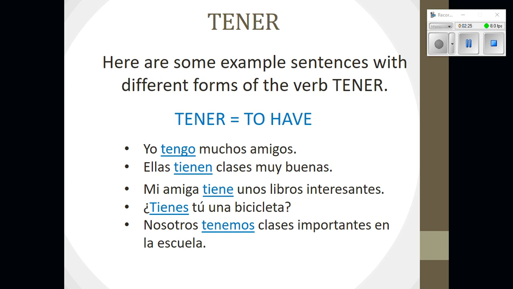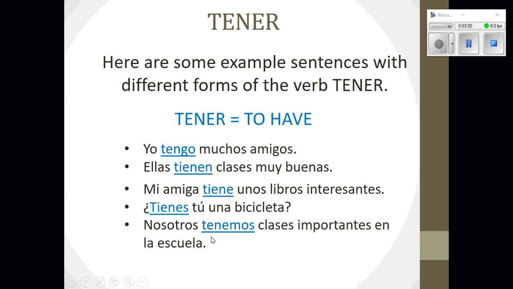Mi amiga tiene unos libros interesantes. My friend has some interesting books. Because mi amiga would be like saying ella, you want to use the ella form of tener. ¿Tienes tú una bicicleta? Do you have a bike? Notice here we use the tú form of tener, which is tienes. But also I want you to notice that because it's a question, the subject pronoun is actually after the verb. Okay, look at these. It's before the verb. Okay, but in a question, you reverse and put the subject pronoun after the verb.